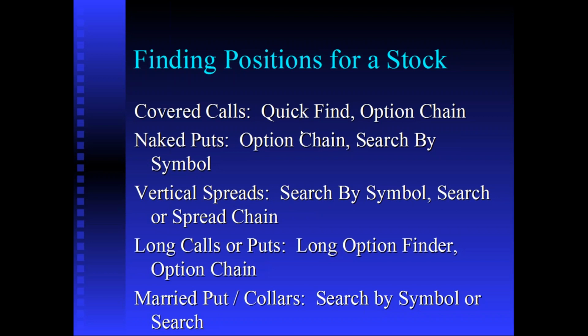Same with naked puts. There's a search by symbol available, but I like to use the option chain for my naked puts. For the 63% of you doing the credit spreads and the vertical spreads, the search by symbol tool is useful. I prefer you to use a spread chain, and that's what I use. Okay, when I'm doing my spreads on ETFs or broad-based indexes, what I'm going to do is go ahead and look at that position using the spread chain tool. Also, if I've decided I'm going bullish or bearish on SPX or SPY, I want to see the parity trade.